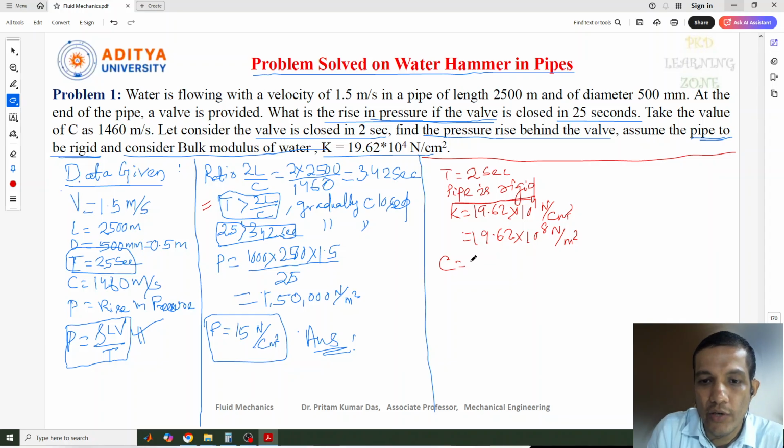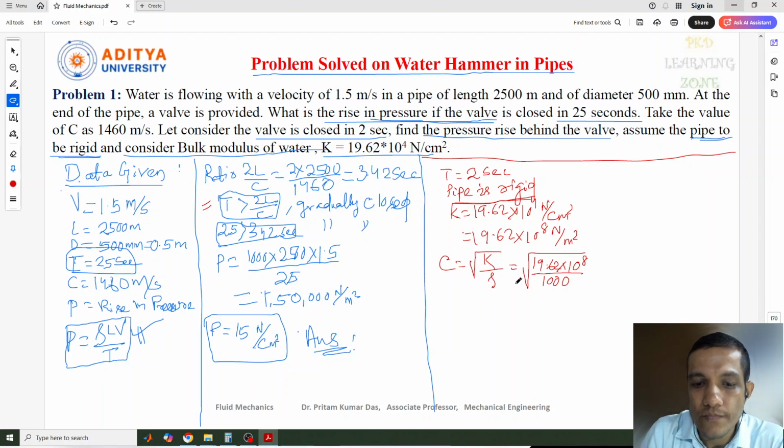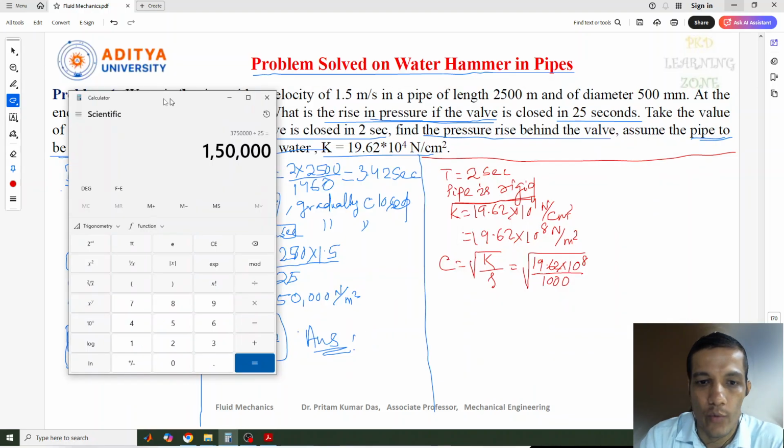So here we need to calculate the C value. C equal to, we can write the formula, root over K by rho. So root over of 19.62 into 10 to the power 8, and the value of rho is nothing but 1000. So here we can take the root over of this whole thing. Let's calculate this, how much we'll get. Let's see.